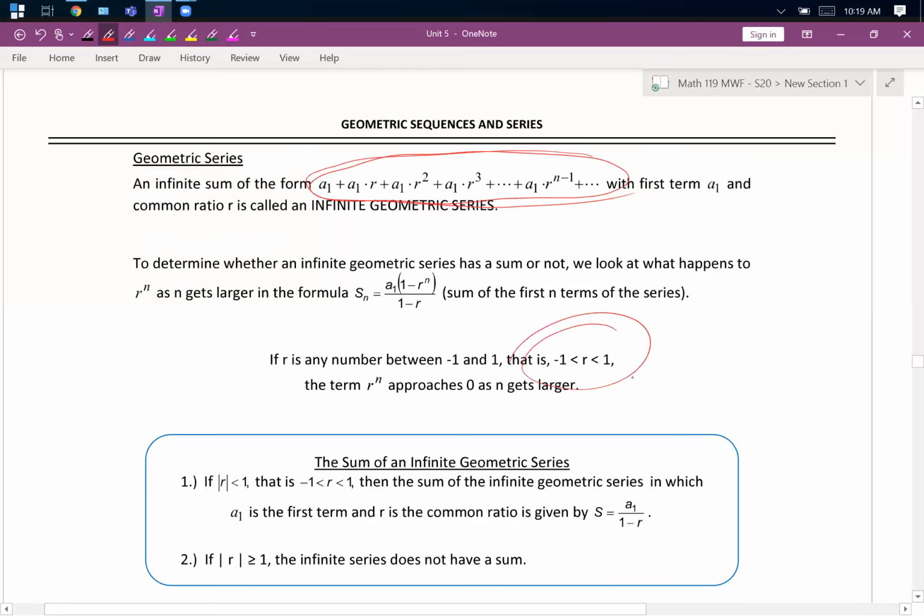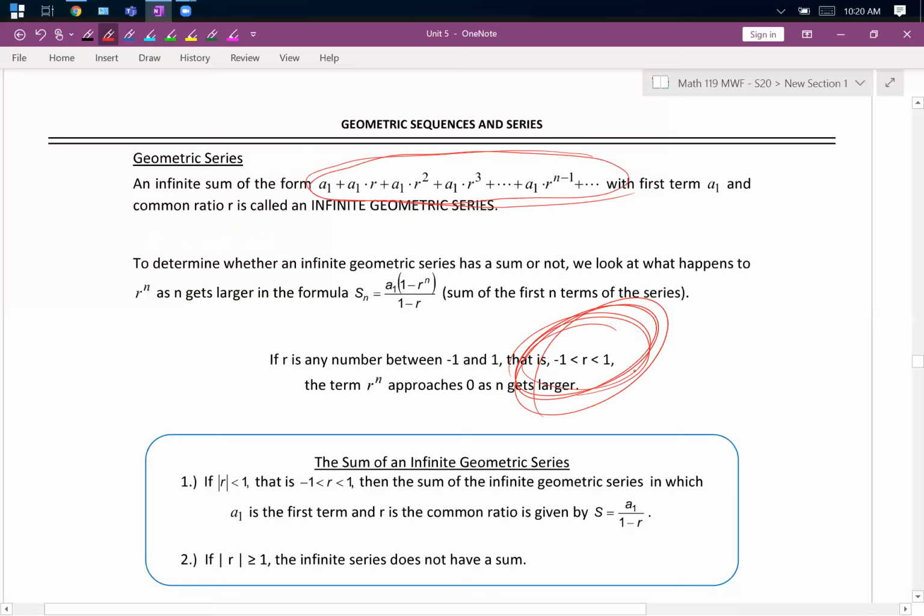So when it says between -1 and 1, let's get rid of the negative: it's a number less than 1. And when you multiply by a number less than 1, it gets smaller. If I take a number and multiply it by 1, it stays the same. If I multiply it by something greater than 1, it gets bigger. But if I multiply it by something smaller than 1, it gets smaller. So the only time an infinite geometric series actually has a sum is if that common ratio is smaller than 1.